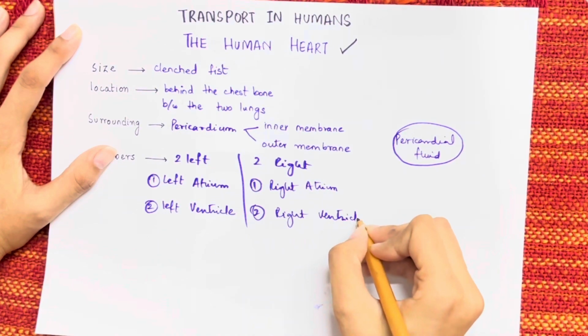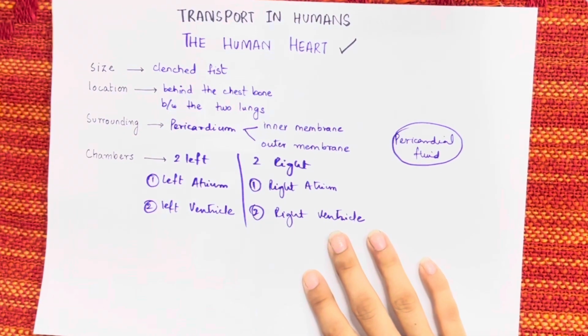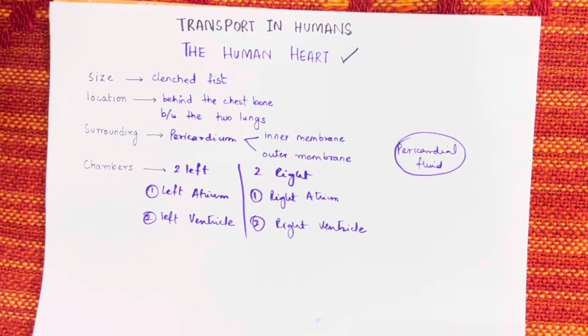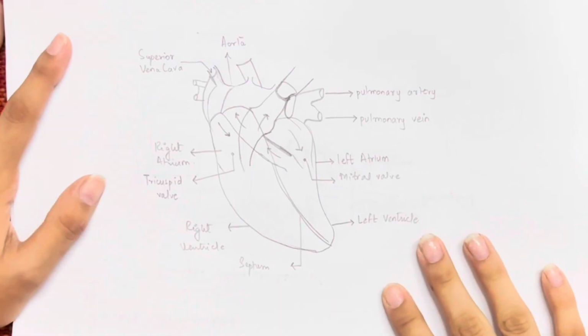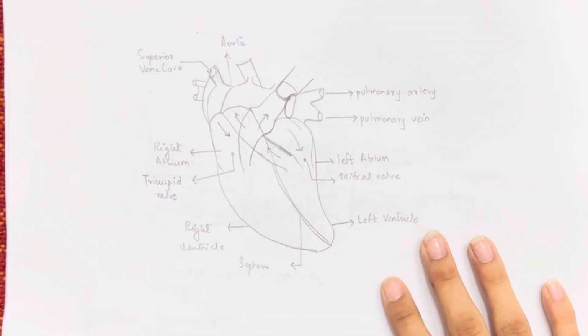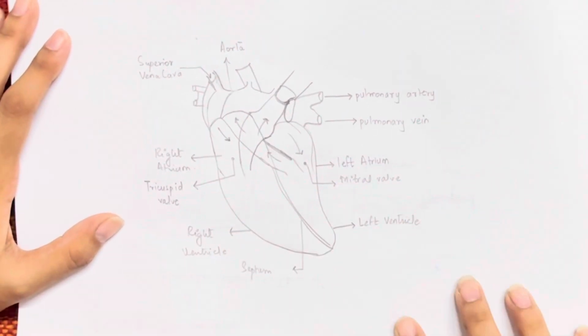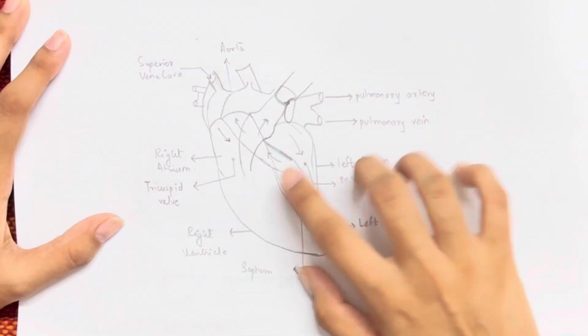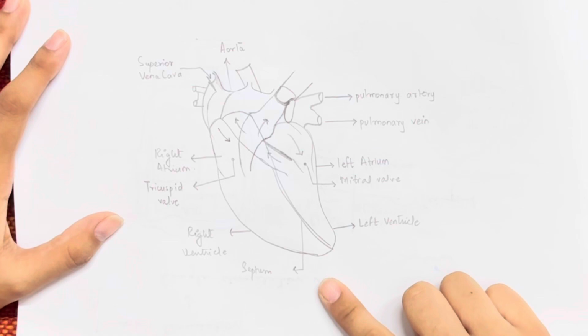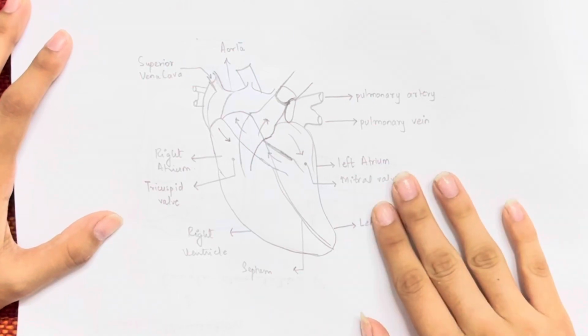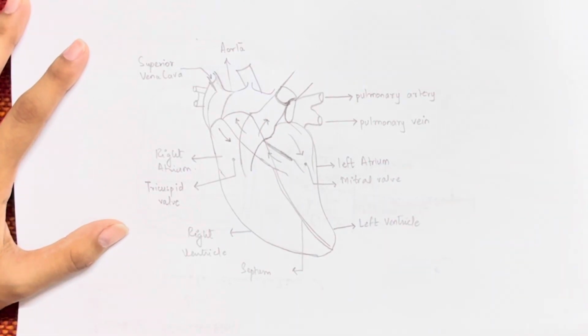Before you understand the human heart in more detail, have a look at this rough diagram. This will help you understand the human heart in more detail. I'm going to show you another diagram from your book, but first let's understand what structures are present in the human heart. This is what the human heart looks like, and it consists of four chambers. Let's learn each of them in more detail.